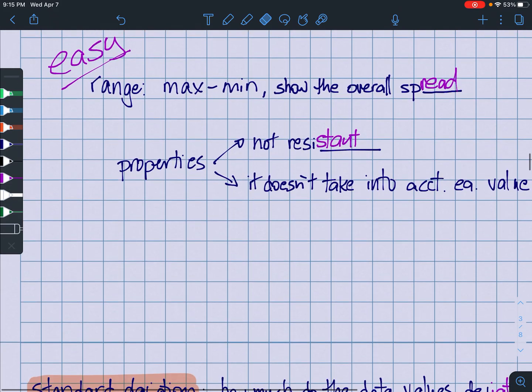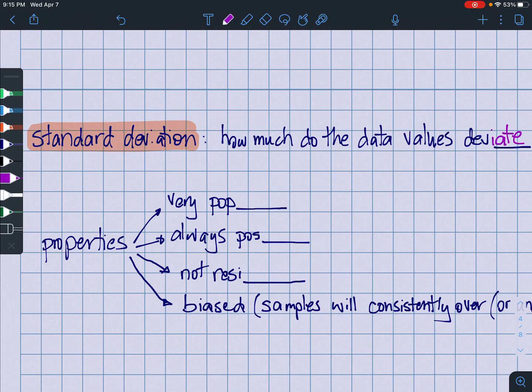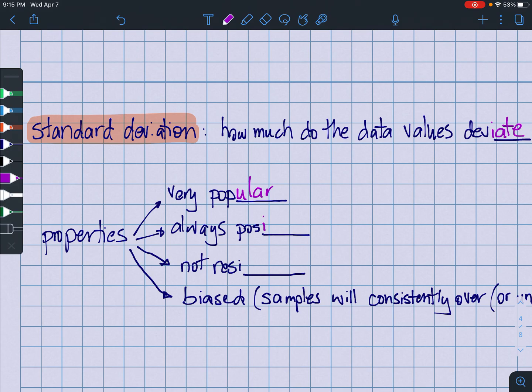All right. First of all, it's very popular, okay? You will see it show up in almost any type of statistical work. Second thing is that it's always positive. We never report standard deviations as negative values. Third, it is not resistant, meaning if you put in extreme values, and that's kind of bad news, it's going to fluctuate your standard deviation a lot. Finally, I think kind of the worst news is that we have biased data.